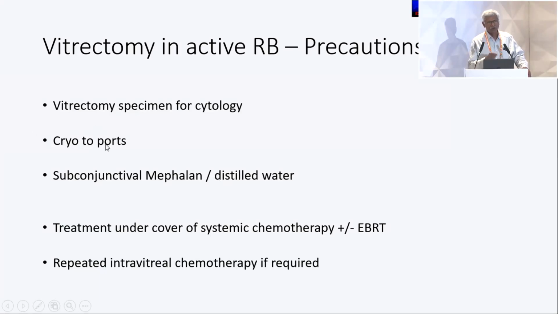And once we close the sclerotomies with a suture, we cryo the sclerotomies. And as I showed, a subconjunctival melphalan or distilled water is used to kill cells which may have spilled out of the eye. And usually a vitrectomy is done under cover of systemic chemotherapy or external beam radiation, and repeated intravitreal chemotherapy, if required, may be done.